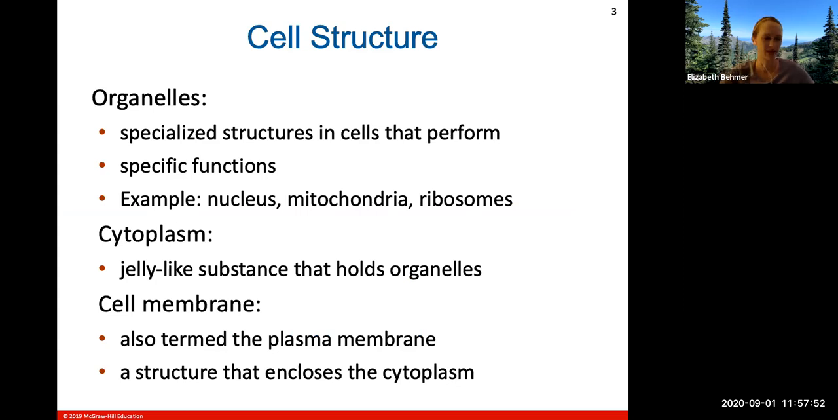The cell structure itself, so we're talking about every living thing being made up of cells, and every cell is a little different depending on what its purpose is. But most cells have organelles, which are tiny organs. They're specialized structures in cells that perform very specific functions, and we'll go over some of those organelles. The cytoplasm is a jelly-like substance inside the cell that holds all the organelles in place. And the cell membrane, also known as the plasma membrane, encloses the cytoplasm and keeps everything in the cell. It also controls substances that go into or out of the cell.